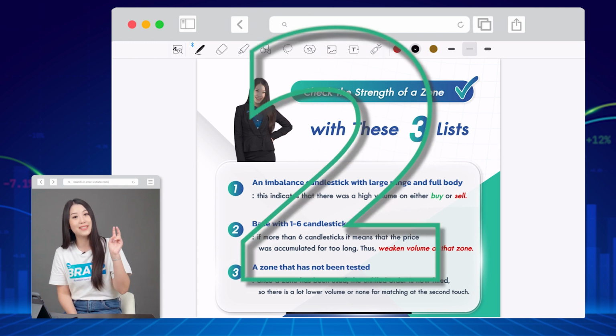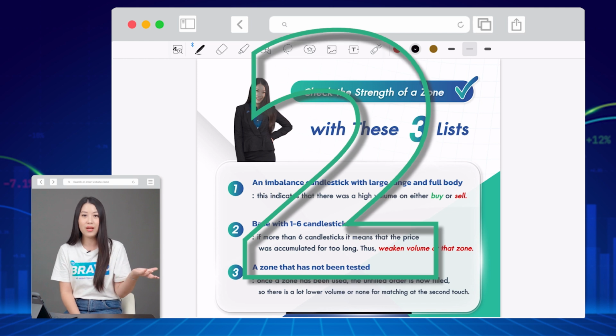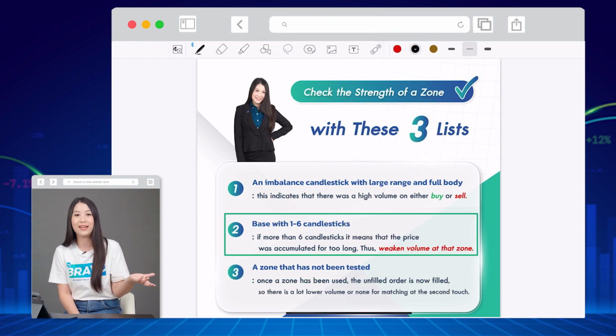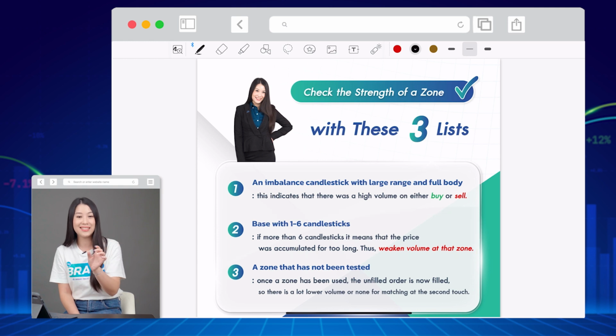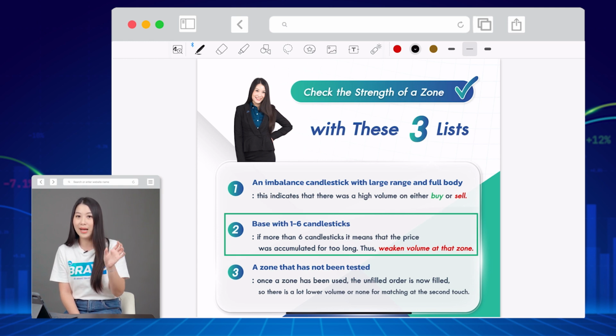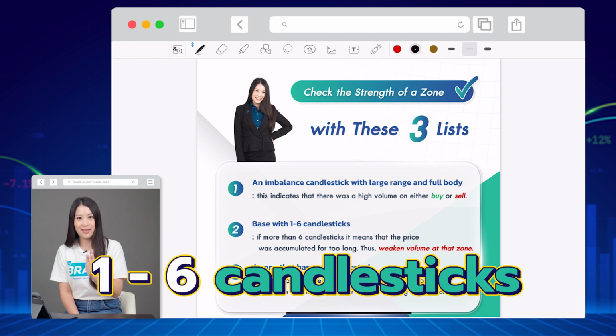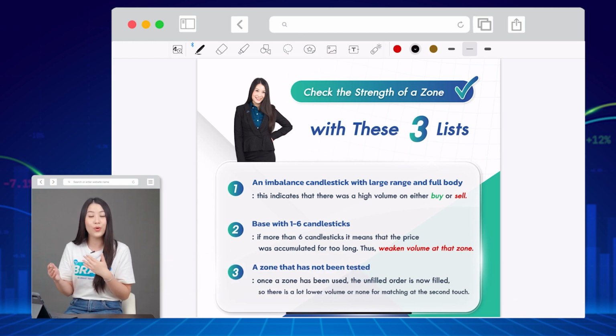The second thing is the timing. What is the timing? The timing is the number of candlesticks in your base. You must have only 1 to 6 candlesticks. If you have more than 6 candlesticks, that's a very weak zone. Why is that? Because the price has been accumulated at that price range for too long, and that means those big funds or a lot of traders are wondering, should I go for a buy or a sell? They take too long deciding.